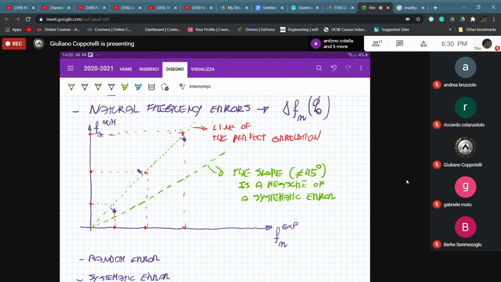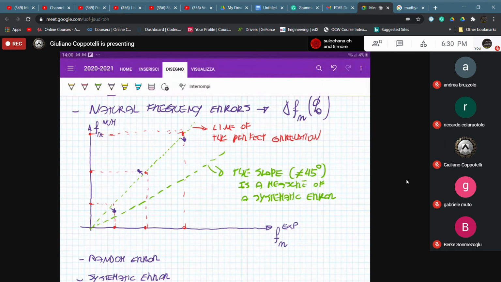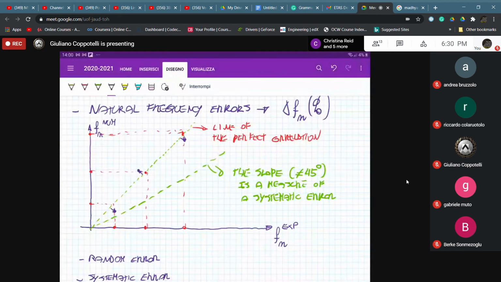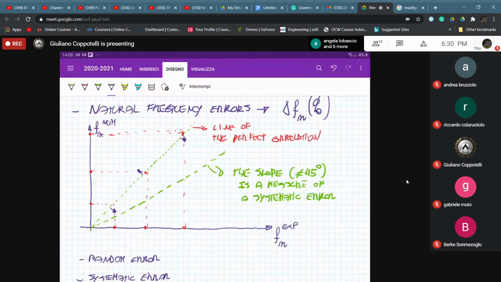The random error is given by the deviation between the straight line and your points in this numerical experimental natural frequency plane, whereas the systematic error is represented by the slope of the regression line. If that slope is not equal to 45 degrees, then that means that there is a systematic error, and therefore you have to take action in order to reduce that systematic error. Okay.